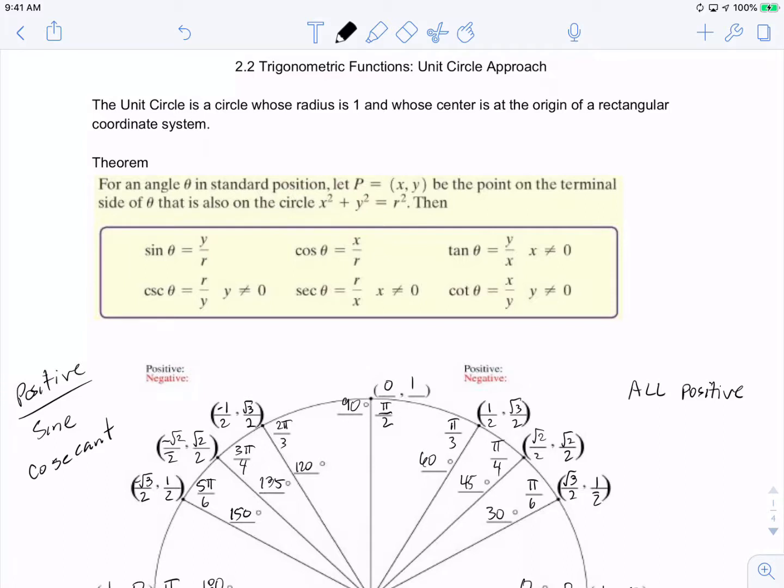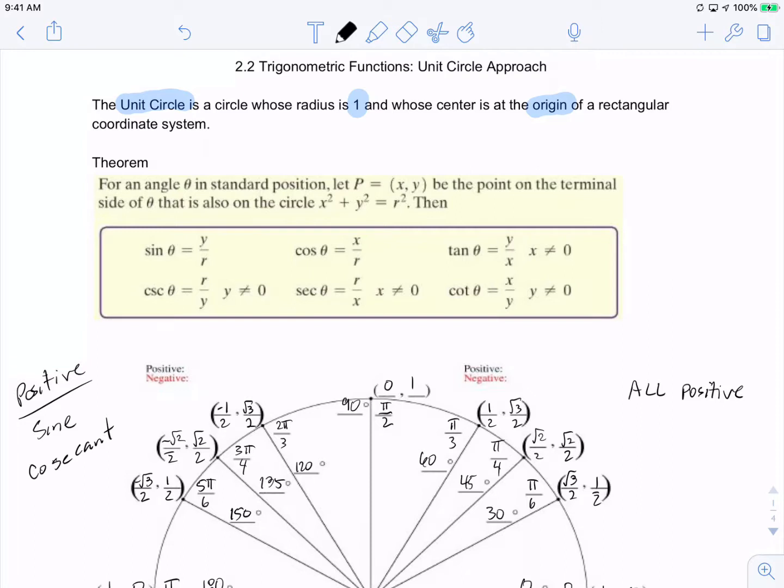Hello class, we're on to section 2.2, trigonometric functions with the unit circle approach. So the first thing I want to talk about is the unit circle. The unit circle is a circle whose radius is 1 and whose center is at the origin. That's critical for what we're going to build on for this whole class.